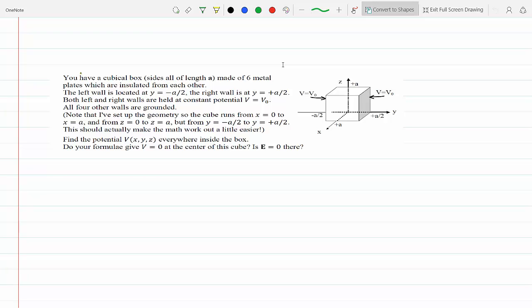The left wall is located at minus A over 2, the right wall at A over 2. Both left and right walls are held at a constant potential, V0. All the other 4 walls are grounded, up, below, top, bottom, front, back, meaning V equals 0, right?